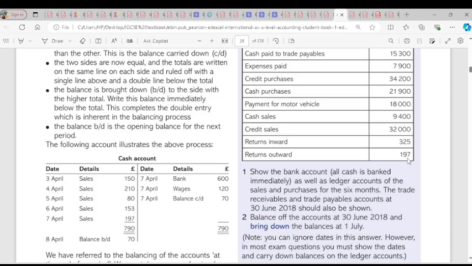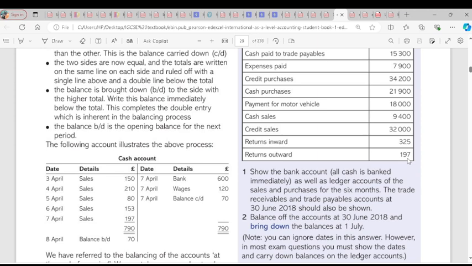For return inwards, the entry is going to be on the debit side. Your balance carried down will be on the credit side. Do you get it or not, please? When we did the return inward, the entry was on the debit side, yes or no? So when we have to balance, we balance on the credit side, because there's nothing on the credit side for return inward.